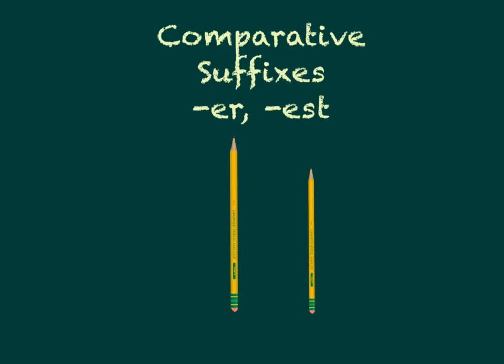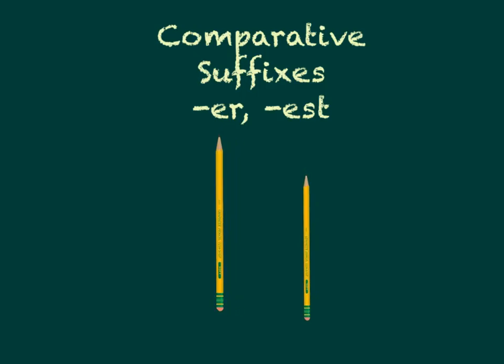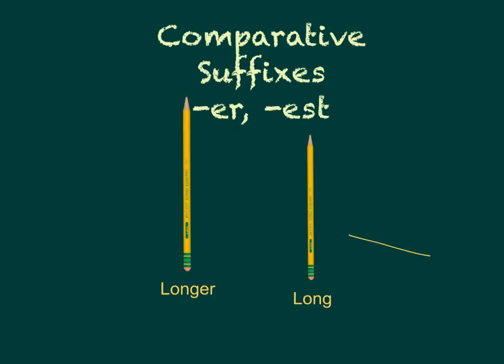Now let's learn about comparative suffixes that are ER and EST. I can compare the length of these two pencils. I can say that this pencil is longer than the other pencil. When I want to compare these two things, I add the ending ER to the adjective long. This pencil is long, but this pencil is longer.